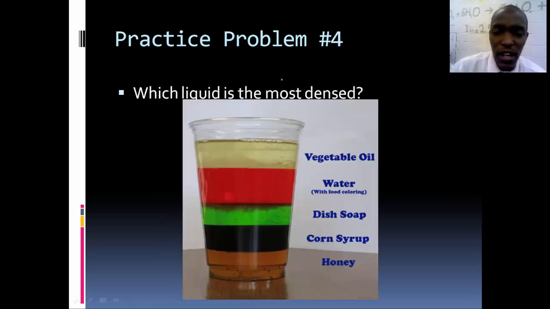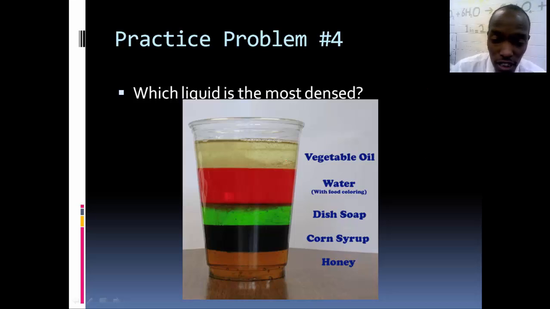Alright, so here we have a bucket, and it's asking which liquid is the most dense. So let's rank our densities. Alright, so here we have vegetable oil, water with food coloring, some dish soap, corn syrup, and honey. If an object is more dense than another, it's going to sink under. If an object is less dense than the others, it's going to float to the top.